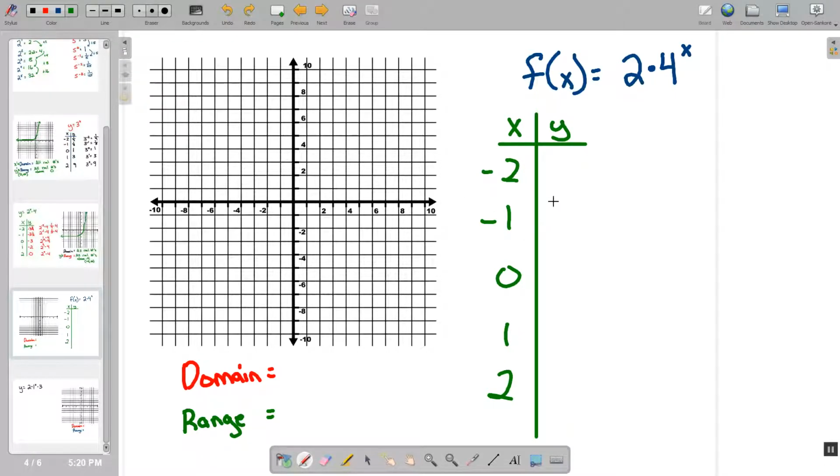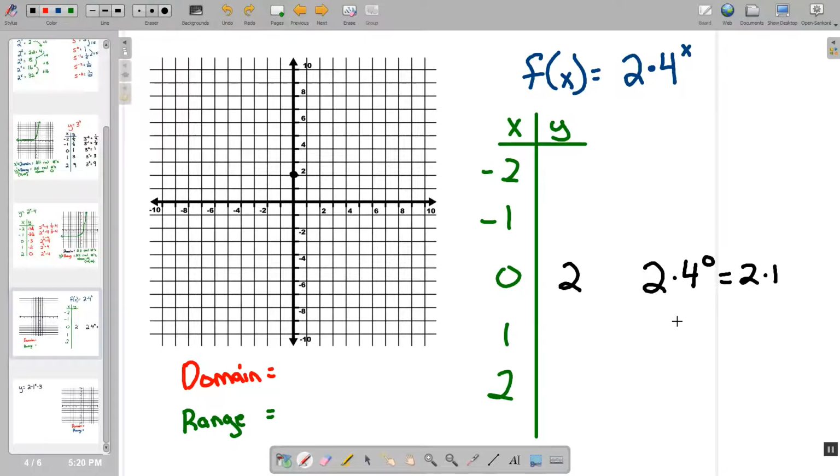It's nice to have some negatives, though, because exponential functions will always have a floor. And it's helpful to find out what that floor is by using some negative numbers. But when I begin my graphing process, I do like to start with 0. So if I do 2 times 4 to the 0th power, that becomes 2 times 1, because anything raised to the 0th power is equal to 1, which means (0, 2) is our first ordered pair for our exponential function.